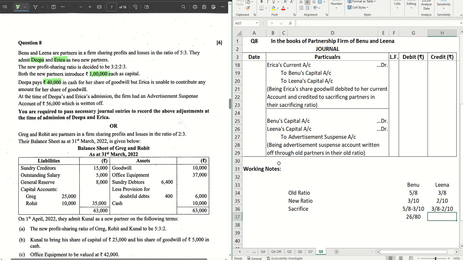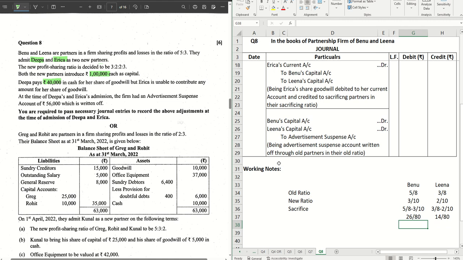This is 3 into 10, 30, and 2 into 8, 16. So 30 minus 16 is 14, right? So the sacrifice for Lena is 14 by 80.